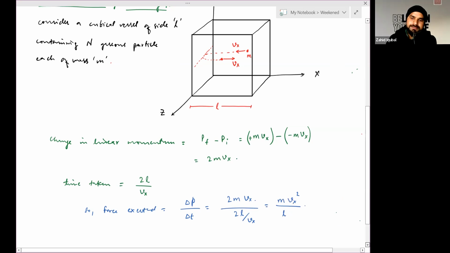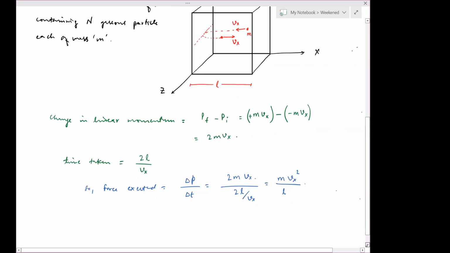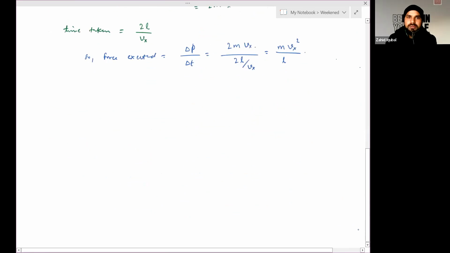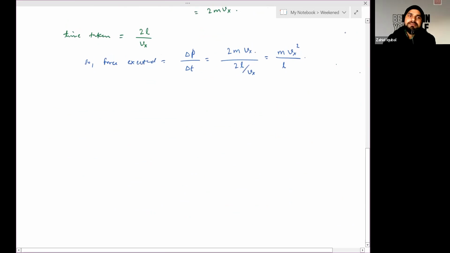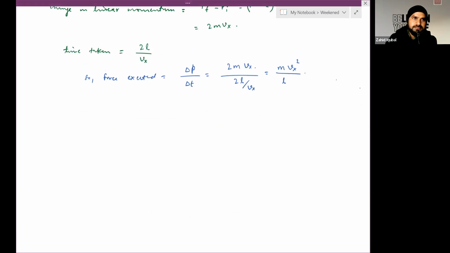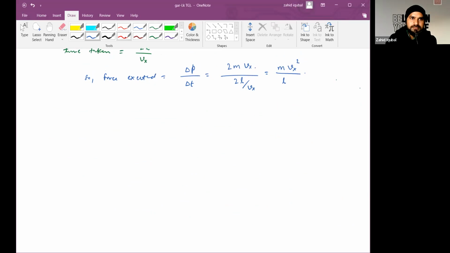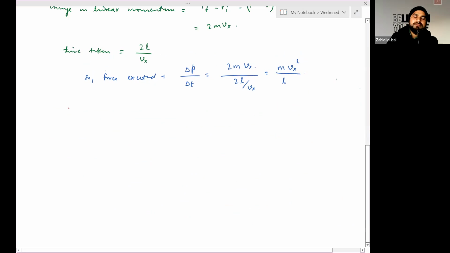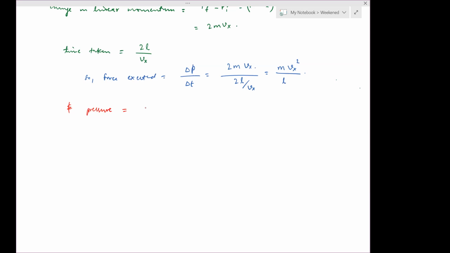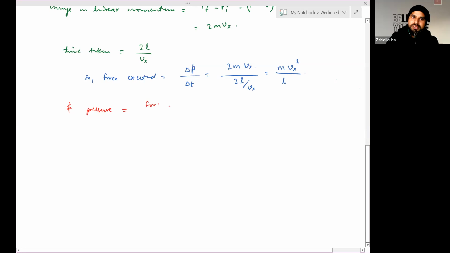Mehreen, is it clear? Yes, sir. Tell me the formula of pressure, Mehreen. Pressure equals force by area. Good. So it will be force exerted divided by area of cross section.